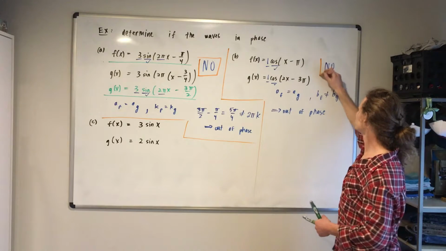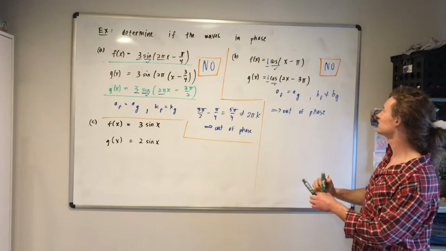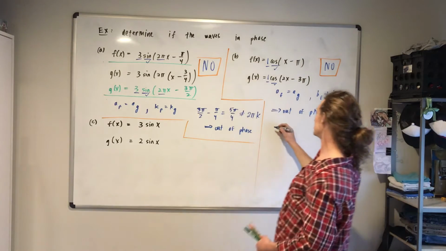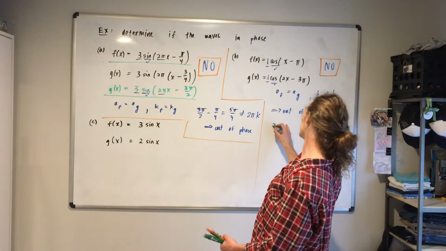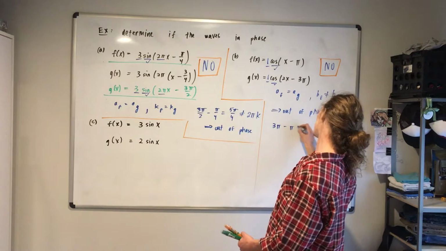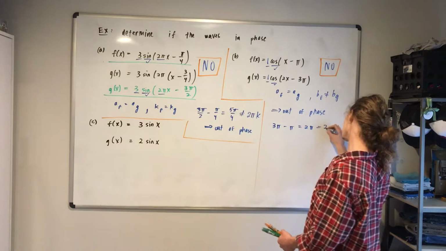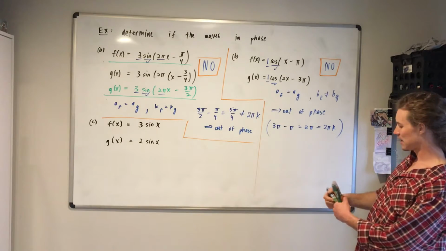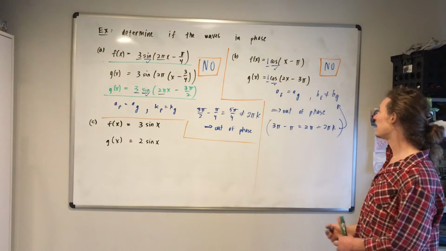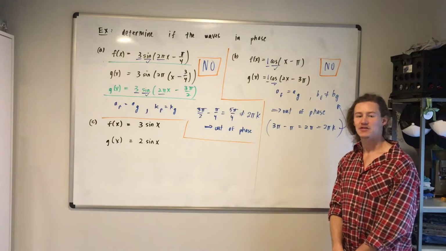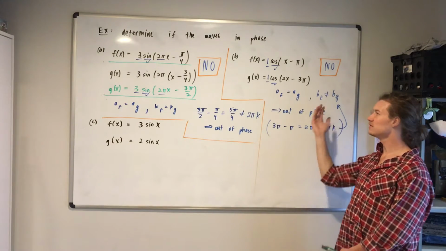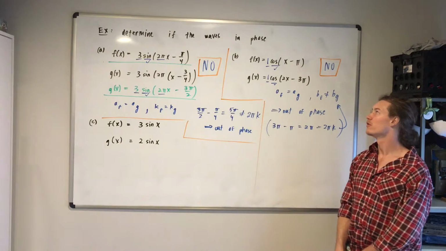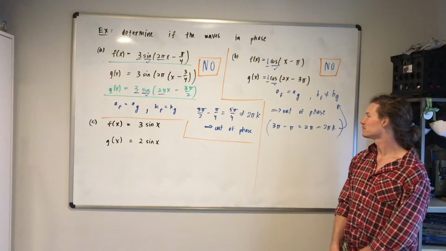And that is, notice, despite the fact that if we looked at the difference of these phase shifts, we would have some difference equal to an increment of 2 pi. So notice that 3 pi minus pi equals 2 pi, which is an increment of 2 pi k. But this doesn't matter because, again, we need to have matching periods or matching frequencies or matching b values, the way we've defined it in a previous example, in order for these waves to be in phase.